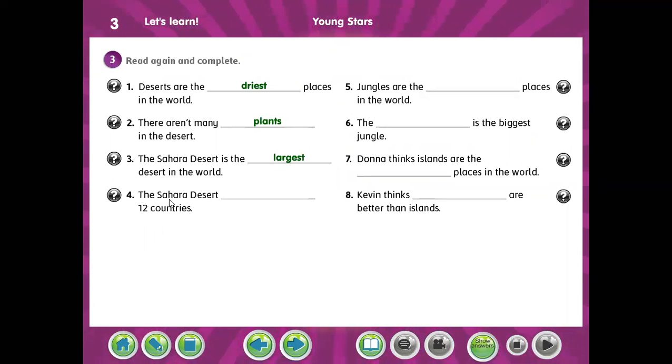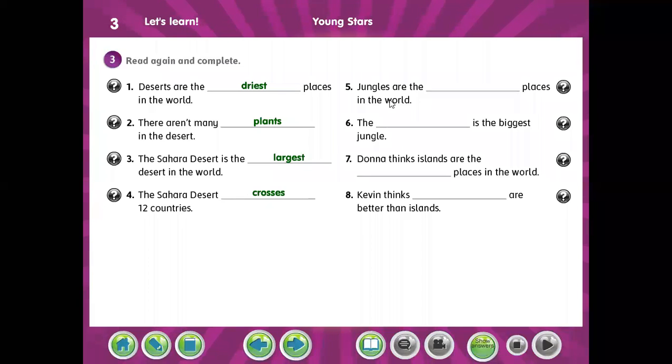Okay, Richard, please, can you read the number 4? Yes, the Sahara Desert in Africa throws countries. Okay, but it's crosses, only crosses. Okay, only is one word. The Sahara Desert crosses 12 countries. Okay, in Africa, crosses is not necessarily all, okay? Only crosses. Cruza, para que diga. Okay, good, thank you. Let's see jungles, about jungles, okay.